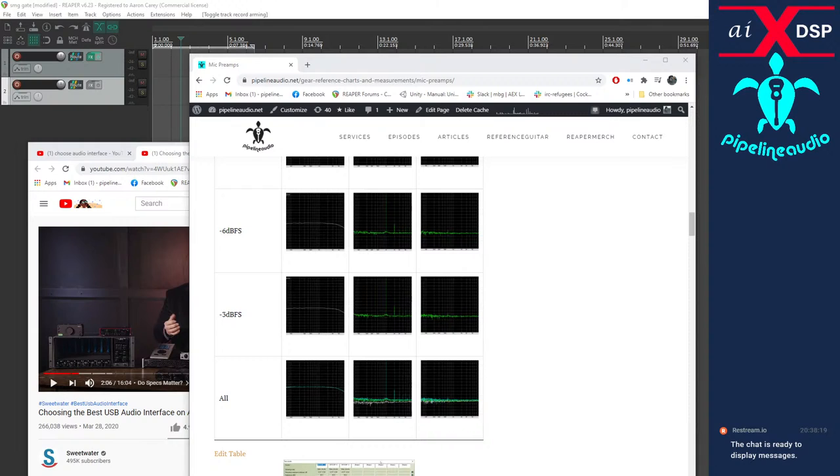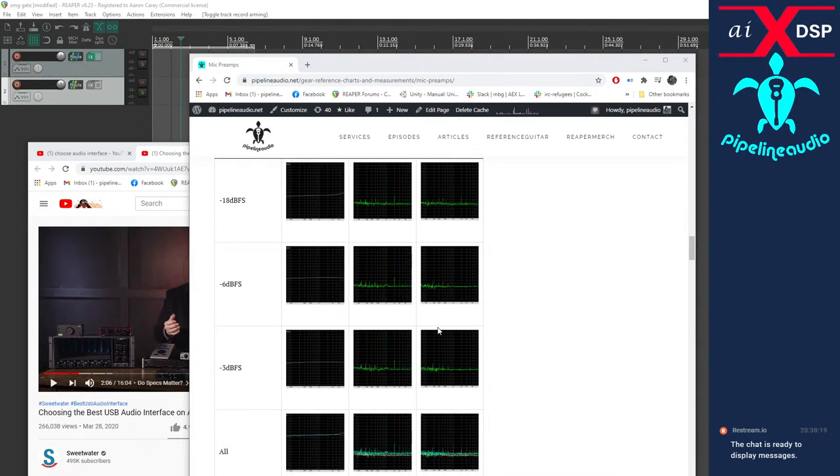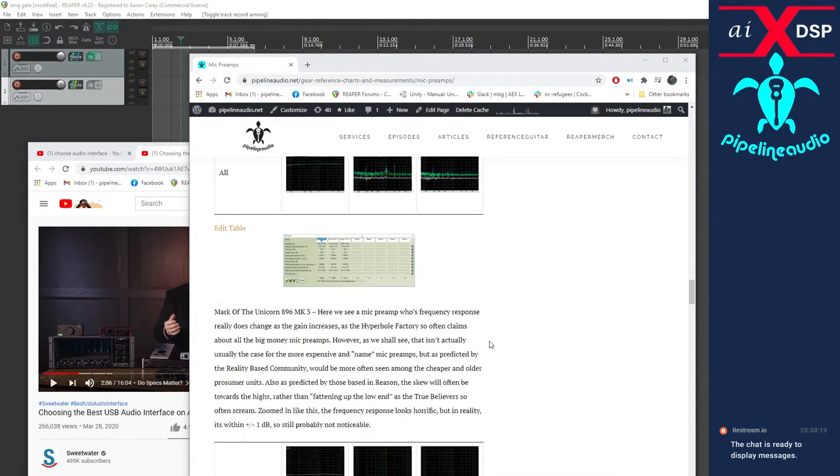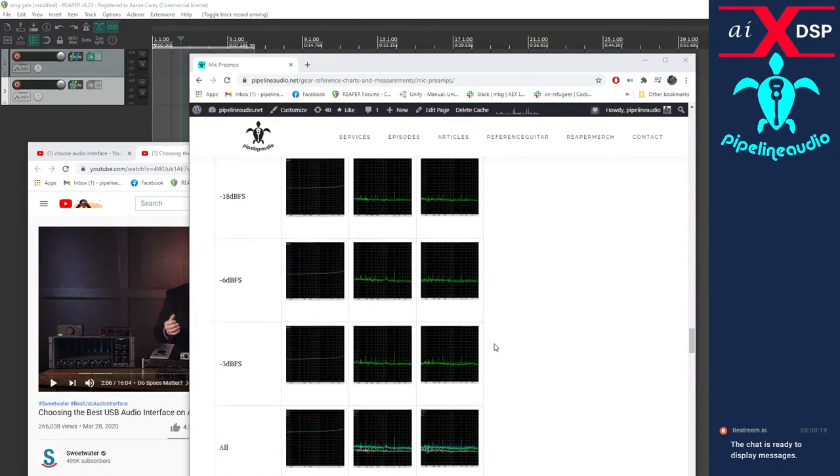And here's Sweetwater saying, don't worry about the specs so much. I don't want to put words in his mouth, but these things are so close together for anything good that you're not going to get something so distorted that you can't use it, or so noisy you can't use it. Any of the better stuff, I'm talking like when you reach the $40 or $50 per mic pre level on an interface, it's so good now that you're really not going to worry about it.